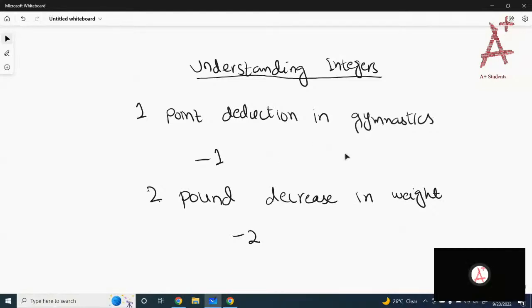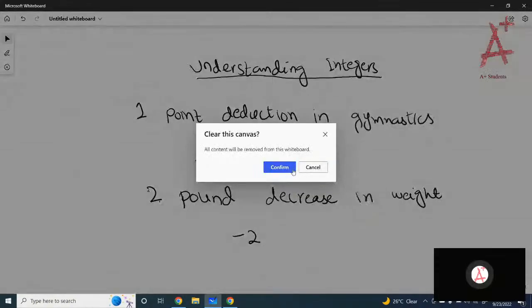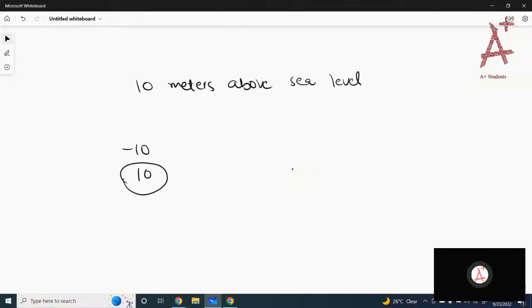So on the top right corner you have a test button. Let's start with the test. Okay, so the first question is which integer represents the scenario 10 meters above sea level? The options are -10, 10 and +10. So which option is the correct one, negative or positive? It's positive. It's +10 because above sea level means it involves gain or increase. So gain or increase are always represented by positive numbers. Got it?